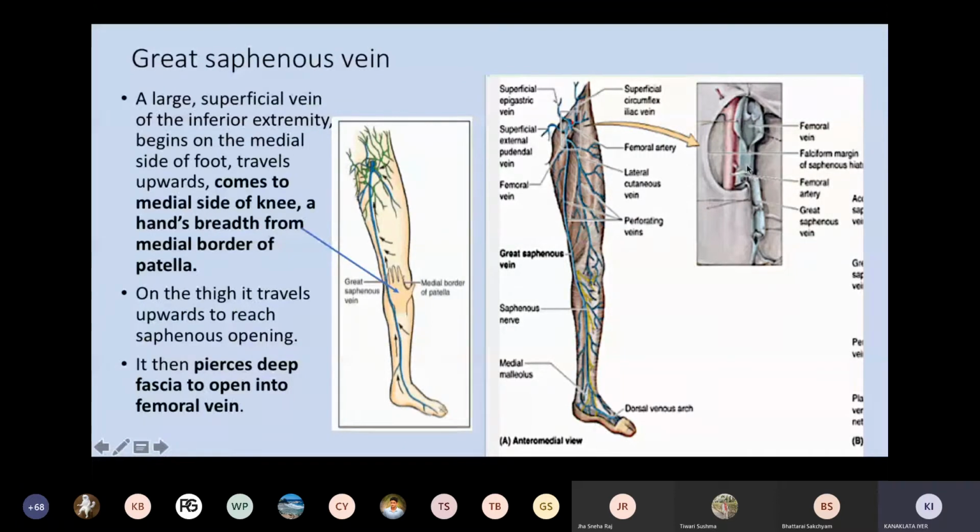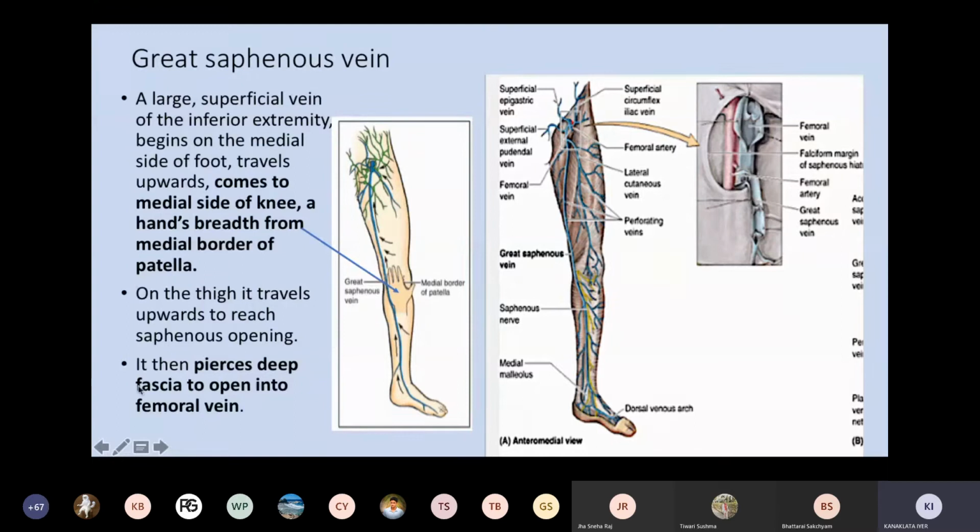Where it enters the femoral vein, there is a valve which is very important, that is called the saphenofemoral valve. And this one that you see here, do you see this valve? That is one of the valves of the femoral vein. And here at this point there will be the saphenofemoral valve. So that is the beginning and that is the end.